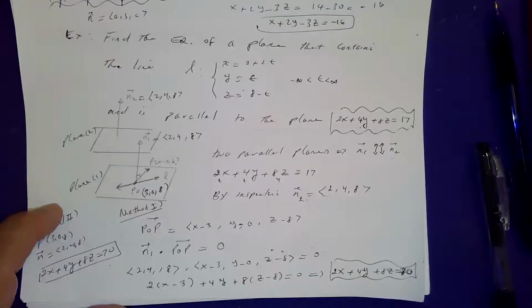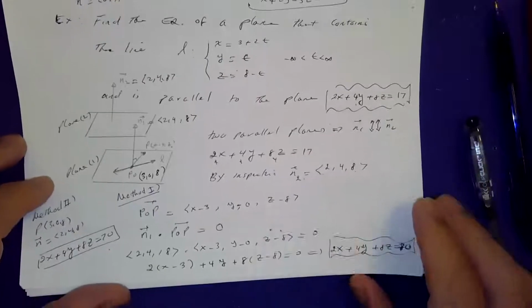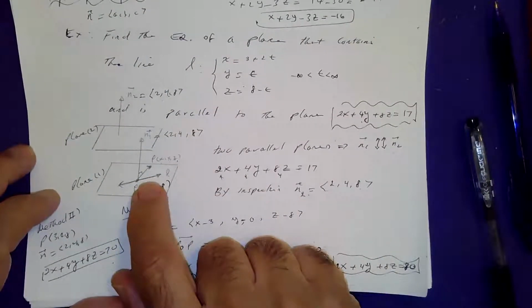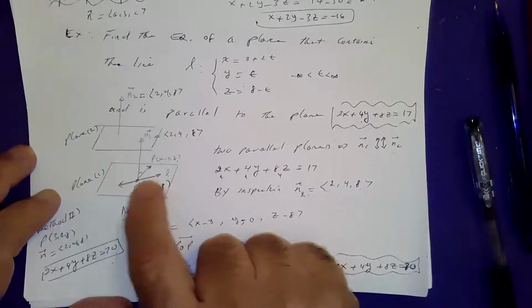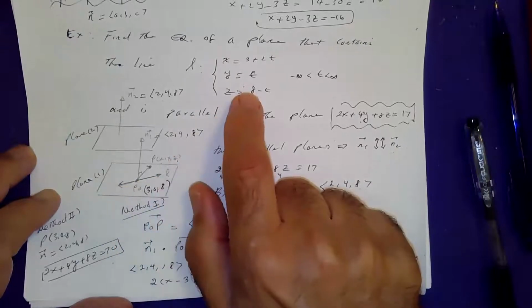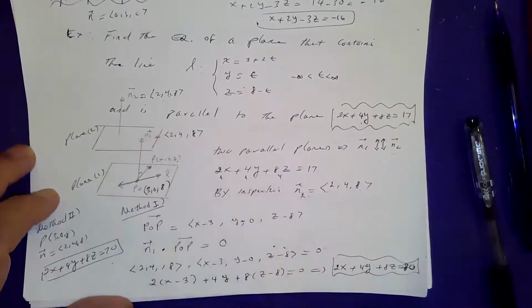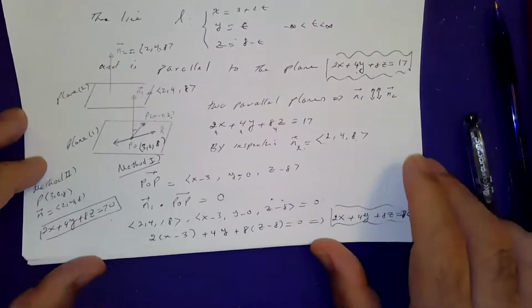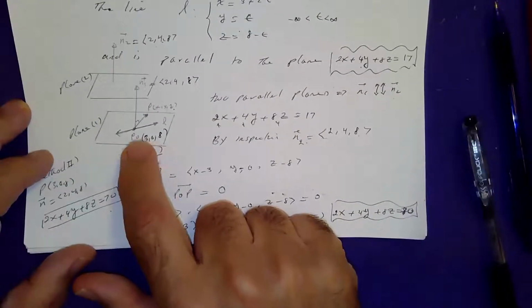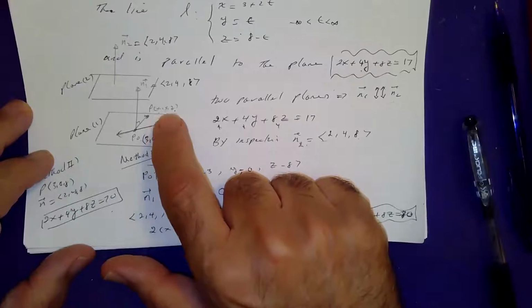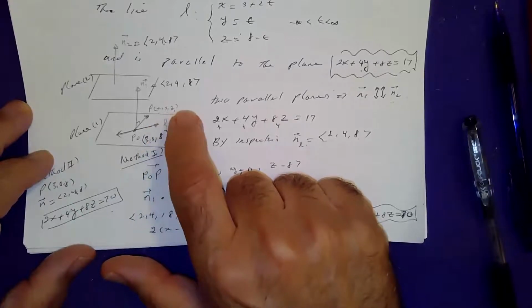So the idea was to write the equation of this plane, which contains this line, given by its parametric equation, and is parallel to this plane. Last time, the way I did it, I picked a point on the line, then I picked a general point on the plane, called it P(x, y, z).